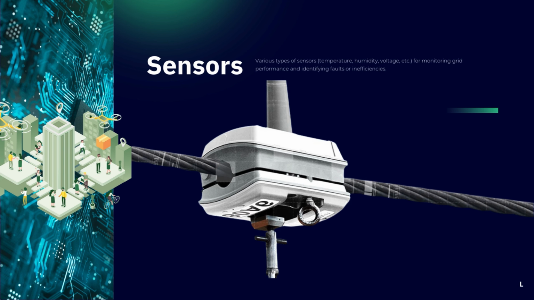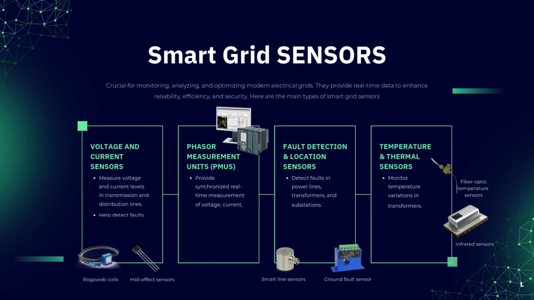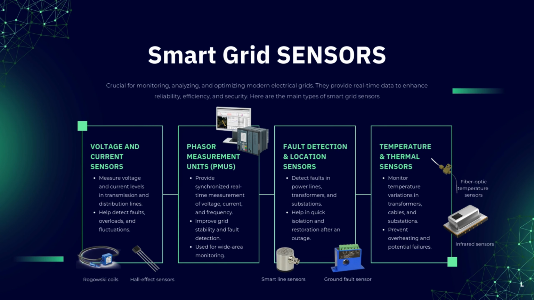So we cannot call something smart if we don't have any sensors or actuators. Sensors, as we all know, come in various types. We have temperature, humidity, voltage, etc. Here in the smart grid, we use voltage sensors, phasor, fault detection, and temperature thermal sensors. For the voltage and current sensors, we use Rogowski coils or Hall effect sensors.